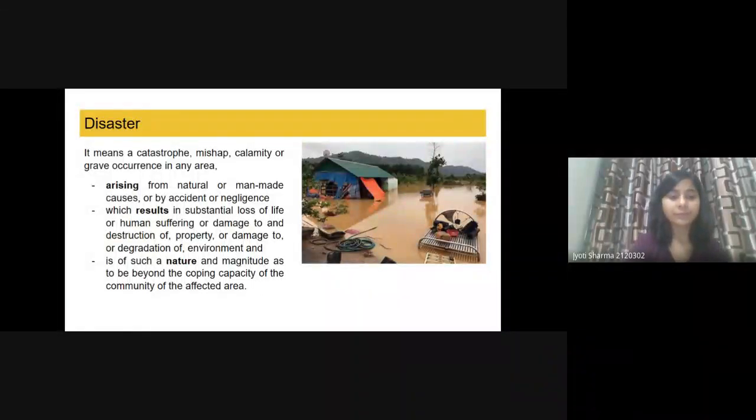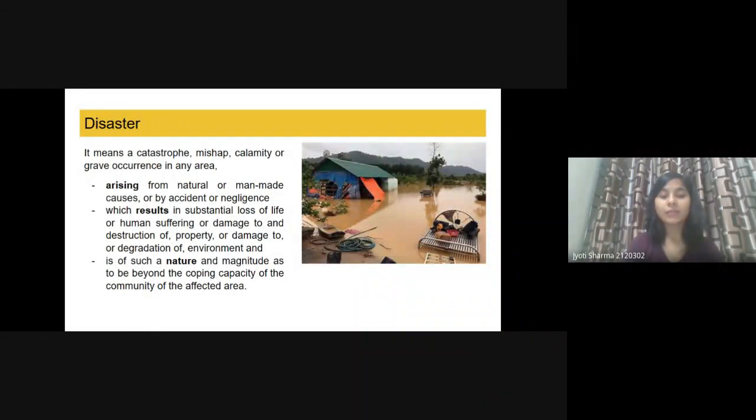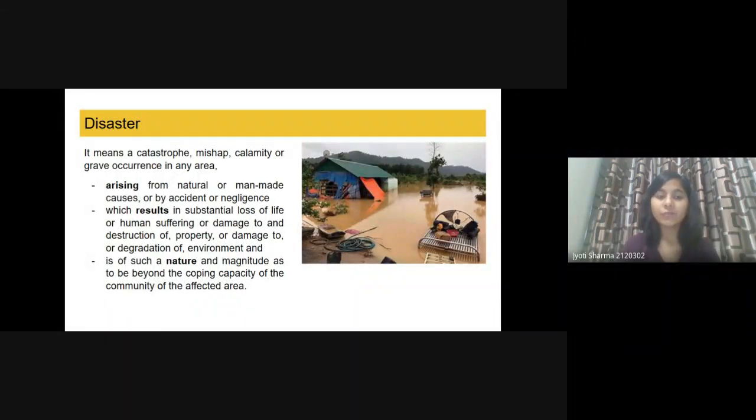Here we can see that it can arise due to natural and man-made causes, or by accident or negligence, and it results in substantial loss of life, human suffering, damage to or destruction of property, and damage to or destruction of the environment, as you said, social and economic. The magnitude is beyond the coping capacity of the community of the affected area. In that condition, we will call it a disaster.